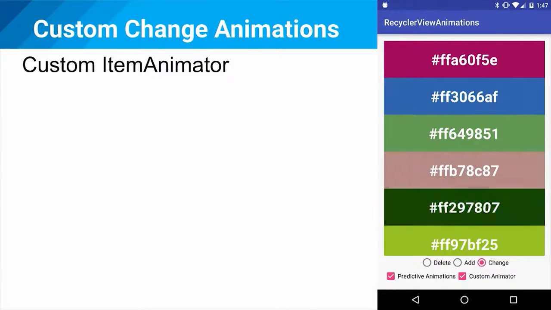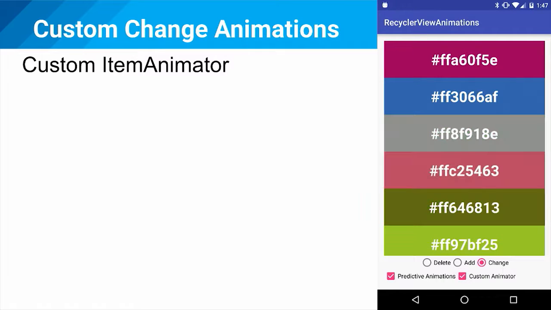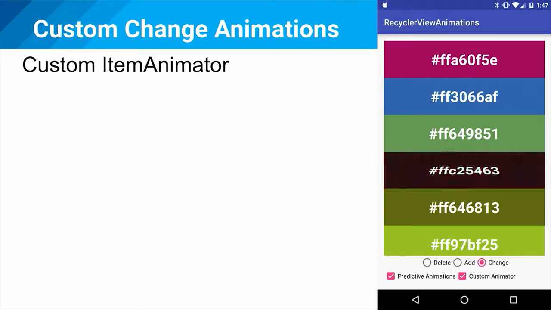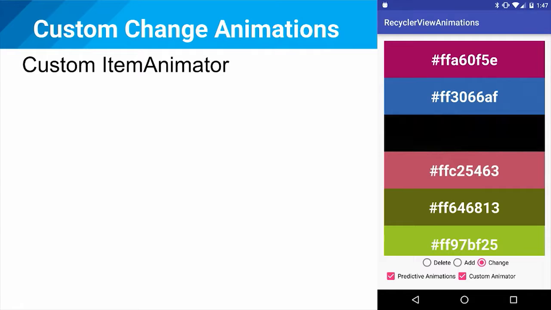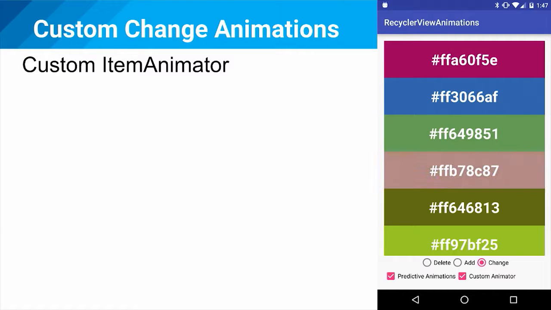So with a custom item animator, we've got something a little more interesting going on. Instead of crossfading between these two views, we're actually treating the entire view hierarchy, the linear layout and the text view, separately and doing different things with them. So the background color is fading to black and then back up to the new color. And the text is rotating out of place, and then with the new value rotating into place.